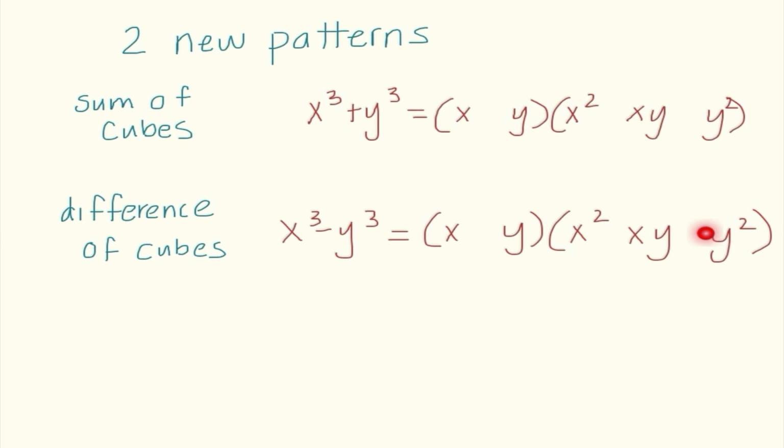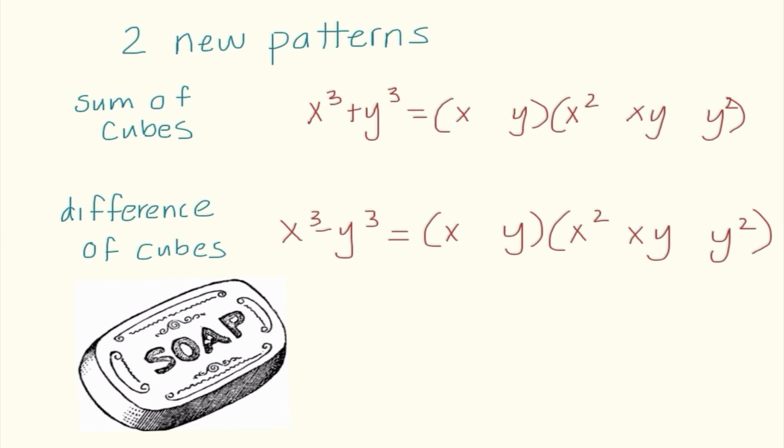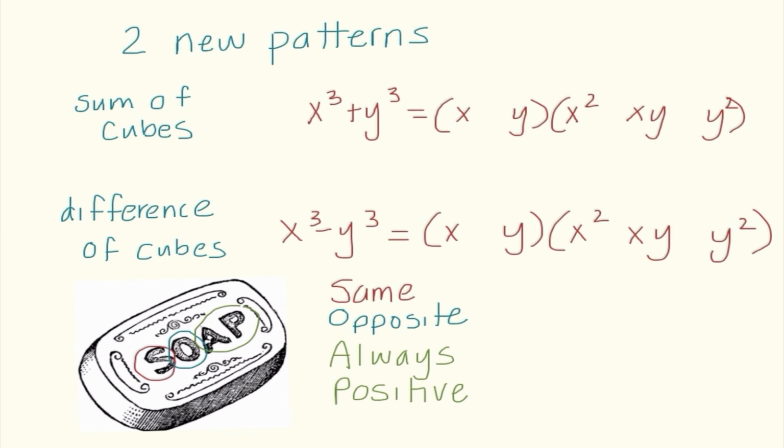And now we need to figure out what should be the signs in here. And in order to remember that, we are going to think of the word SOAP. And we're going to hear what SOAP stands for. Our S value in SOAP stands for same. Our O value in SOAP stands for opposite. And AP in SOAP stands for always positive. So this acronym SOAP, same, opposite, always positive, is going to tell us what to put in here.